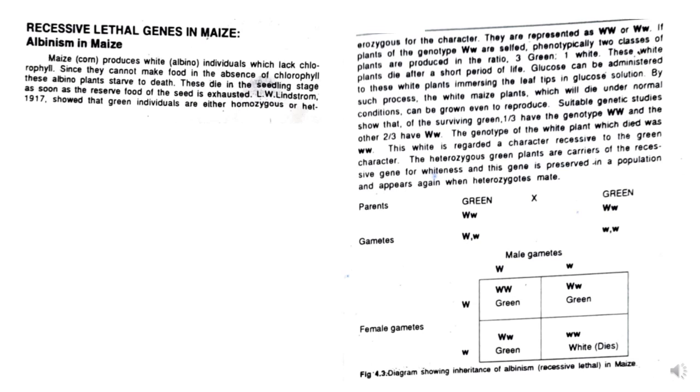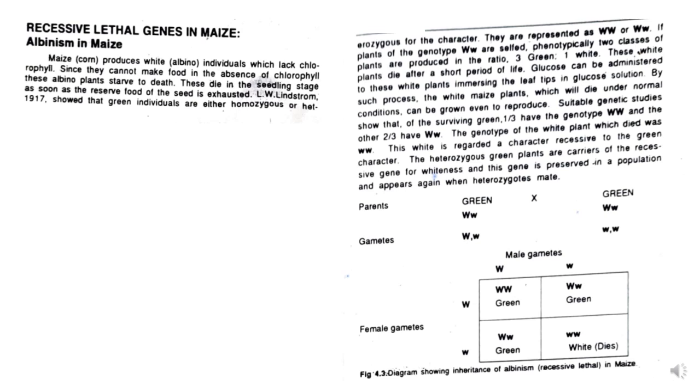So if plants of the genotype capital W, small w, which will be green, are selfed, phenotypically two classes of plants are produced in the ratio 3 green to 1 white. Here in the cross you can see how this 3 to 1 ratio is obtained, with 3 green to 1 white. These white plants die after a short period of life, but glucose can be administered to these white plants by immersing the leaf tips in glucose solution. By such a process, the white maize plants, which will die under normal conditions, can turn green and even reproduce if we dip leaf tips in glucose solution.